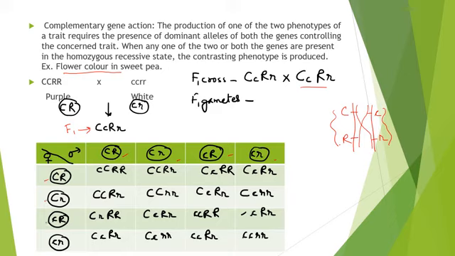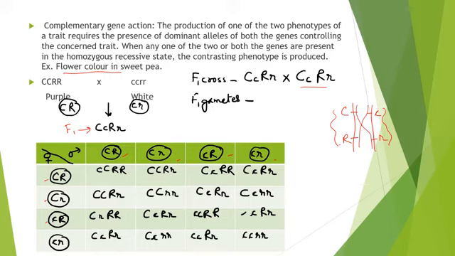Next, here you have to remember that here same crossing we will do like this, capital C, capital C, capital R, the same process, capital C, capital C, capital R, small r. So we continue like this and we get this Punnett square. But after getting the Punnett square, the main thing would be how you find out the ratio, correct? Now for that, here what they've said: the production of one of the two phenotypes of a trait requires the presence of dominant alleles of both the genes controlling the concerned trait. When any one of the two or both the genes are present in the homozygous recessive state, the contrasting phenotype is produced. Okay.